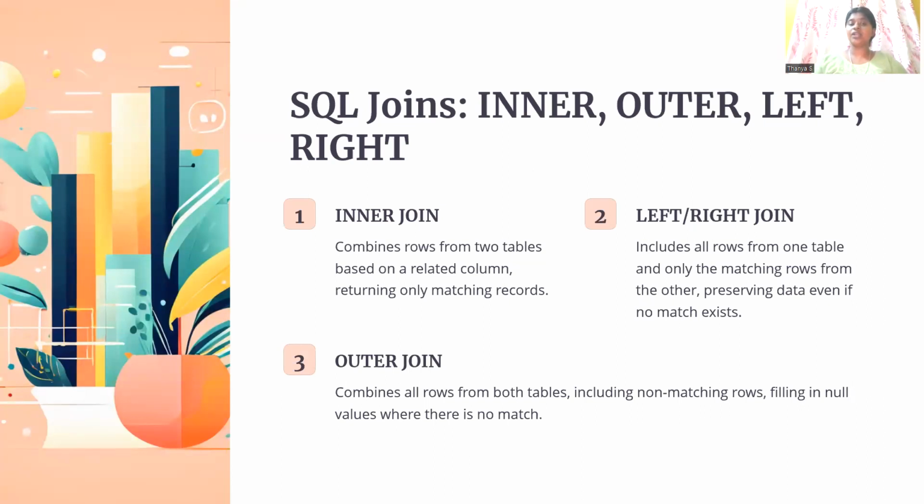Next is SQL joins, which are inner, outer, left, and right. The first one is inner join, which combines rows from two tables based on a related column, returning only matching records. Next is left and right join, which includes all rows from one table and only the matching rows from the other, preserving data even if no match exists. The third one is outer join, which combines all rows from both tables, including non-matching rows, filling in null values where there is no match. So these are the SQL joins, which have to be known in every SQL.